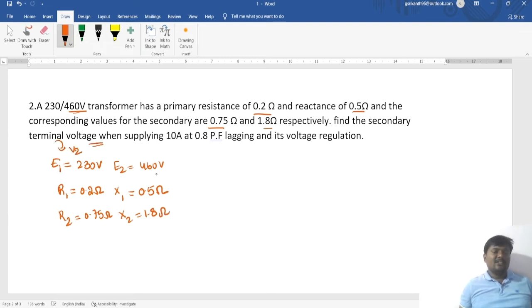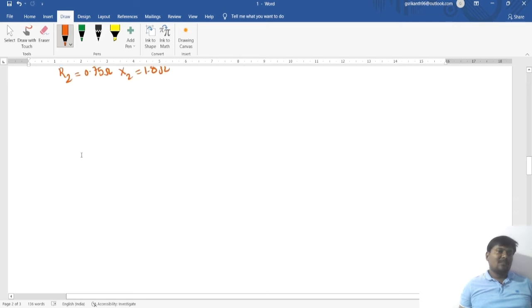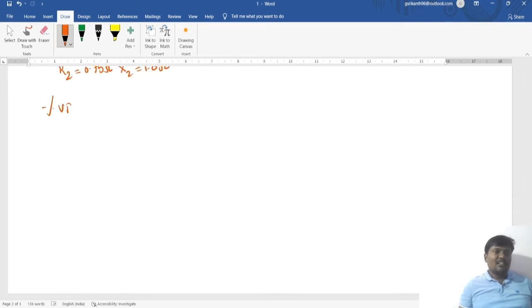It is asking for V2 when supplying 10 amperes, that means the load current is 10 amperes at 0.8 power factor, as cos phi 2 is equal to 0.8. So the power factor is lagging. First of all you should write the formula. Percentage voltage regulation for a lagging power factor is (I2 R02 cos phi 2 plus I2 X02 sin phi 2) divided by E2.